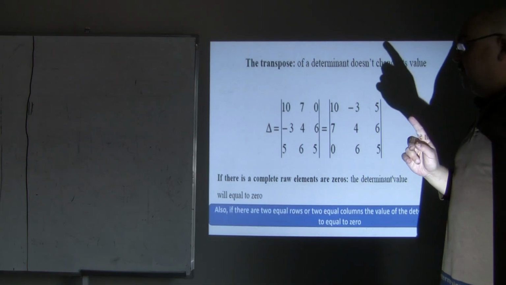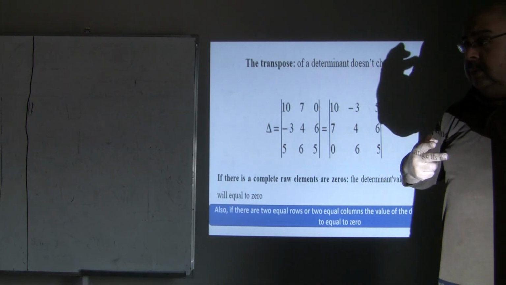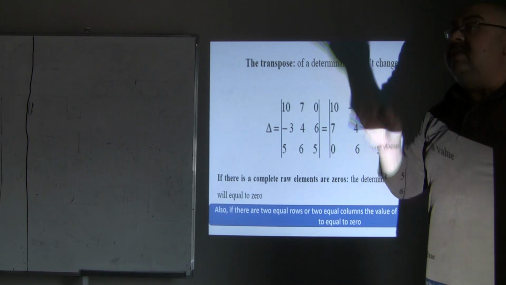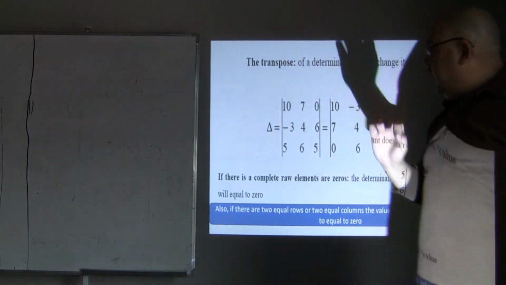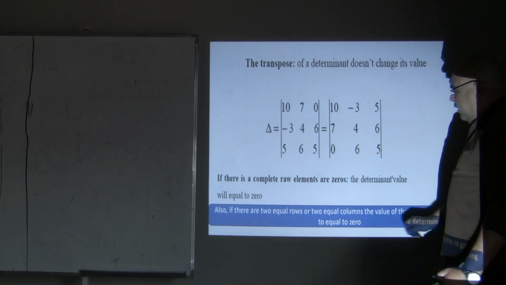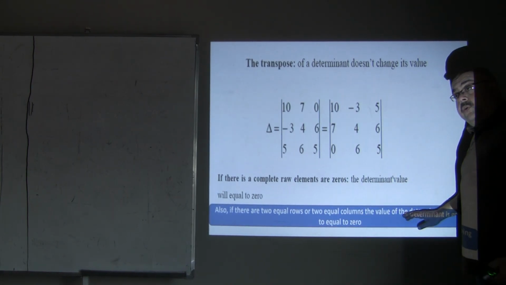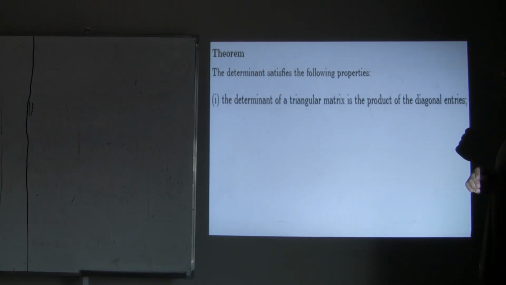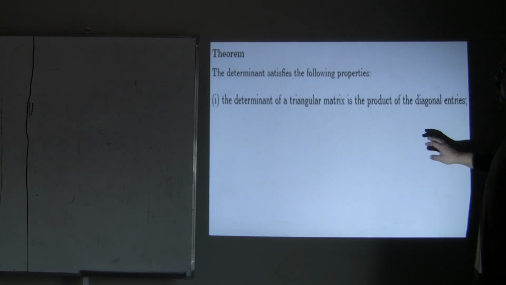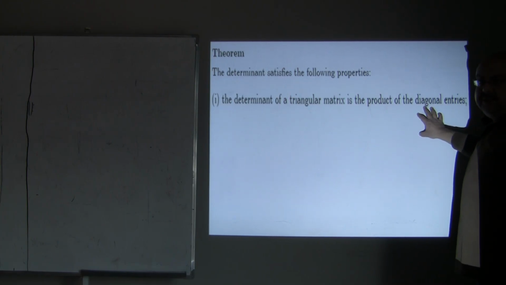Also, if you have two rows or two columns equal to each other, then the value of the determinant is going to be 0. Those are very, very important types. So if you have two equal columns or two equal rows, the value is going to be 0. Any determinant will satisfy these conditions.